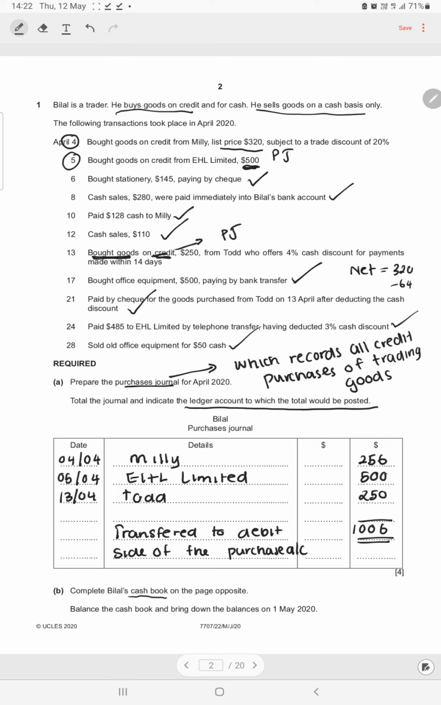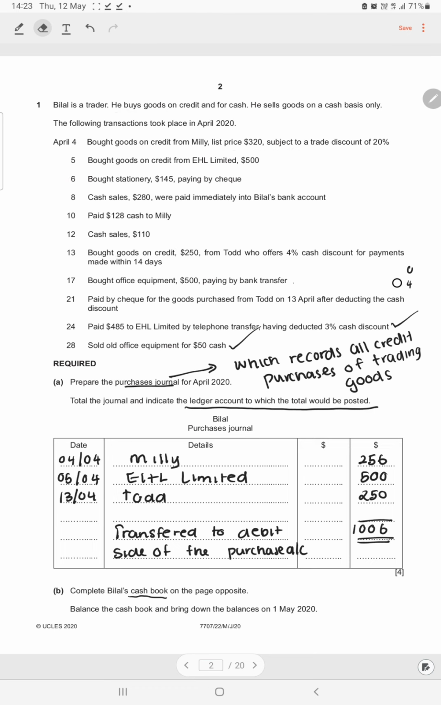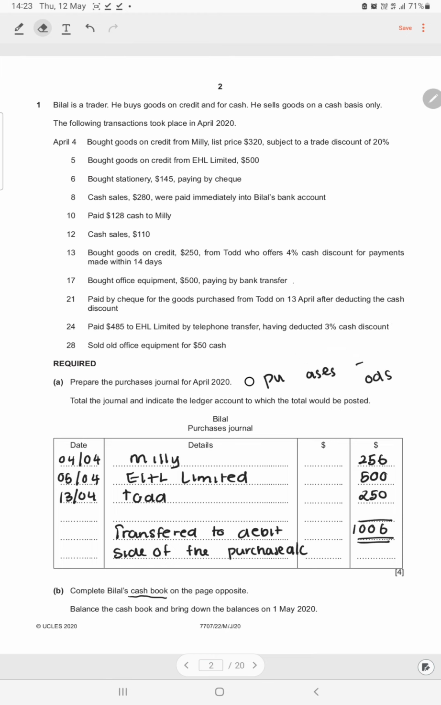Clear. So that's part A. Let's move on to part B. They're asking us to prepare Bilal's cash book. Okay, so as I said, any ledger account you have to look for opening and closing balances. And in this list of transactions, I can see that there are no opening balances given. Okay, so let's identify the transactions that go to the cash book. I will underline them in red.